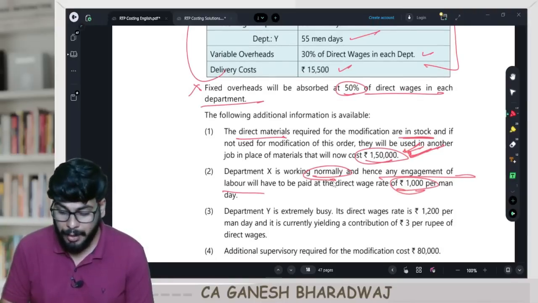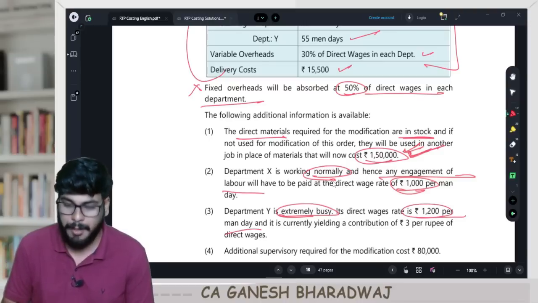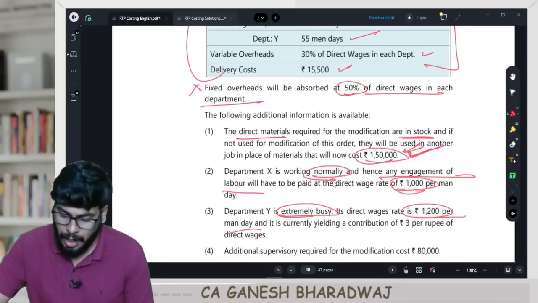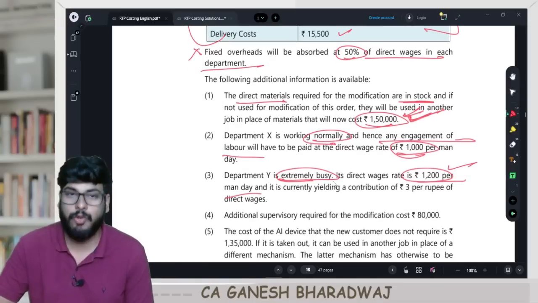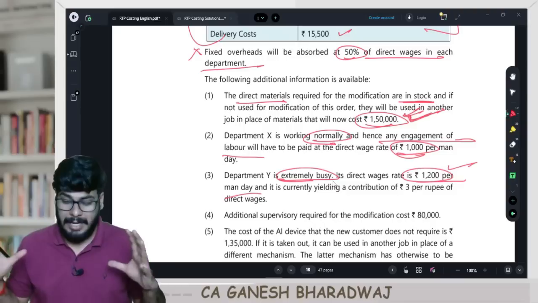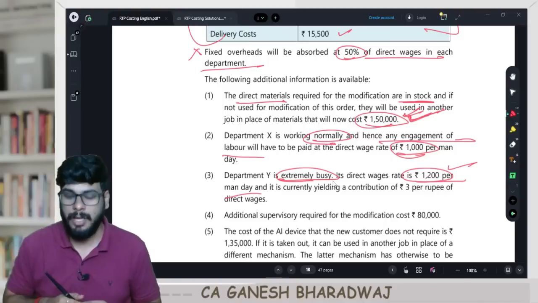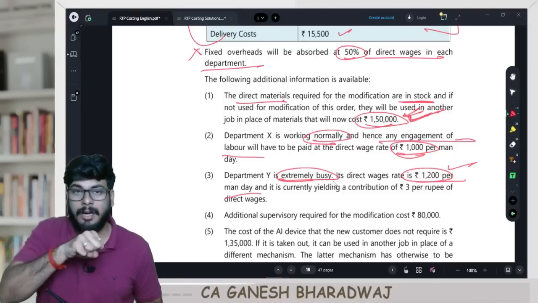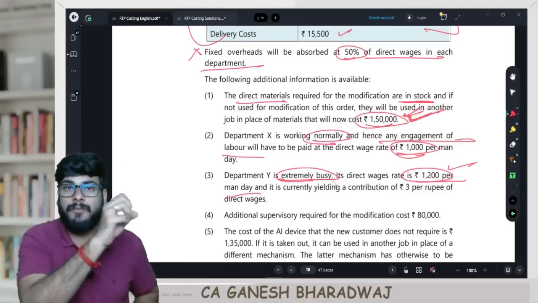But department Y is extremely busy. The direct wage rate is 1200 rupees per man day. Anyways, I will have to incur. How many man days are required? 55 man days. 55 into 1200 I need to incur. But it is a completely busy, extremely busy department, which means it is working at full capacity. So 55 man days I am taking from department Y and using for this particular order.